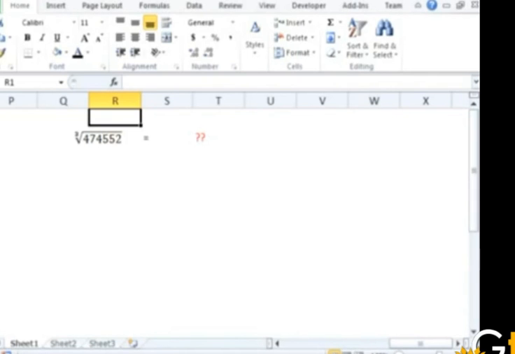So here I had written the equation as cube root of 474552. Before seeing that, I will list the steps of the procedure that you need to find this cube root.